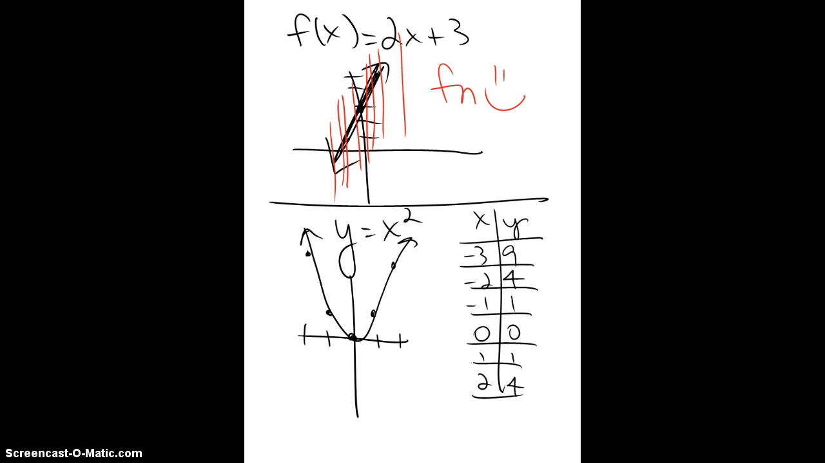Again, sometimes with functions you see f of x, but sometimes you just see y. It doesn't mean it's not a function. And again, if you look, this will always pass the vertical line test. So that is definitely a function.